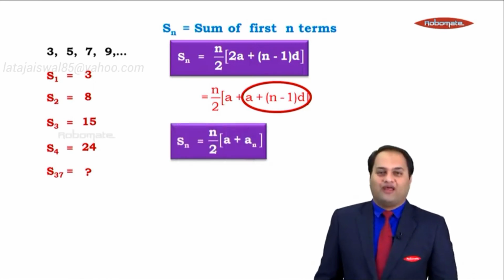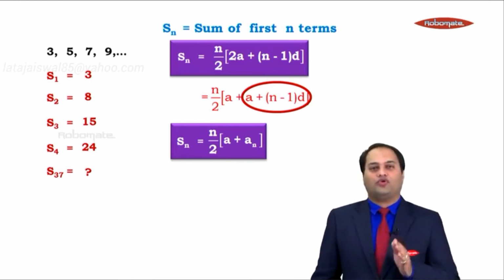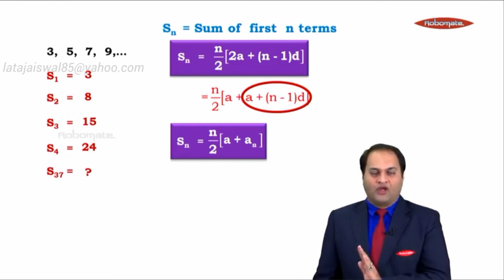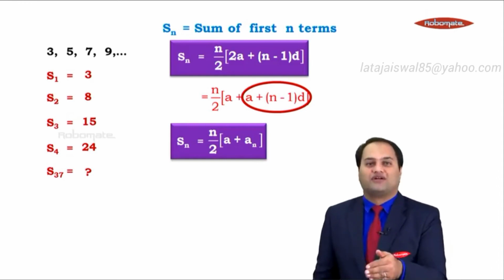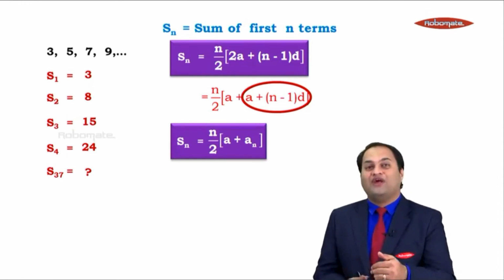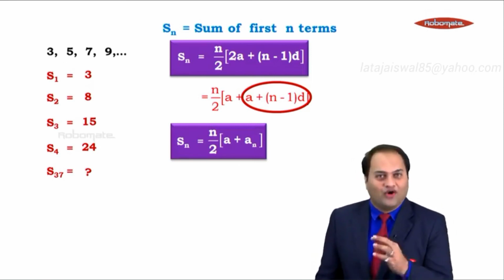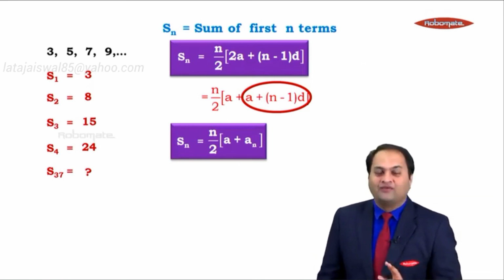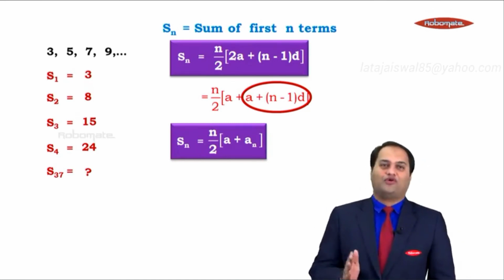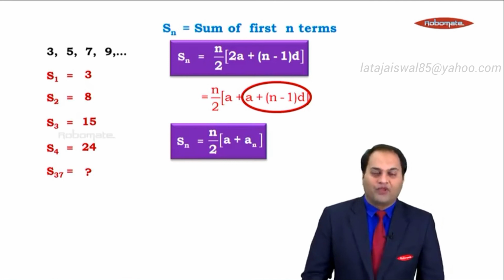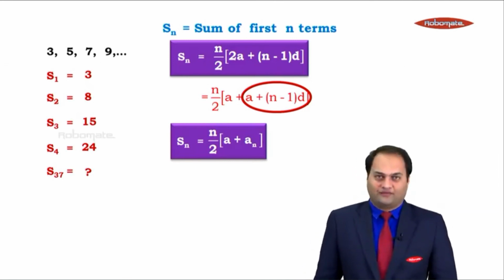So replace it by an, and you get the second formula of Sn, that is n upon 2 into (a plus an), where an is the nth term or the last term. You remember in a finite AP, we always used to consider an as the last term and find the value of n. Hope you remember those concepts, right? So there are two formulae of Sn. The first formula is n upon 2 into (2a plus (n minus 1) into d). The second formula is Sn is equal to n upon 2 into (a plus an).